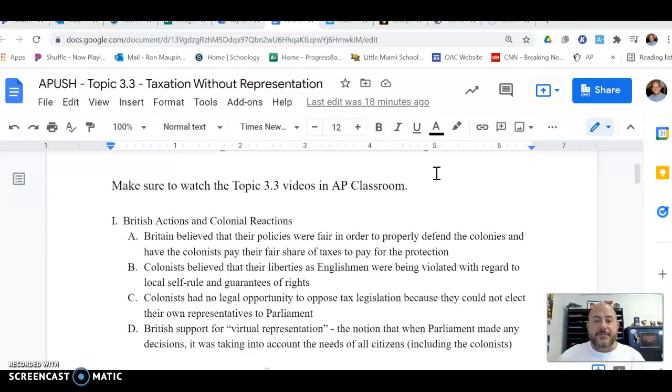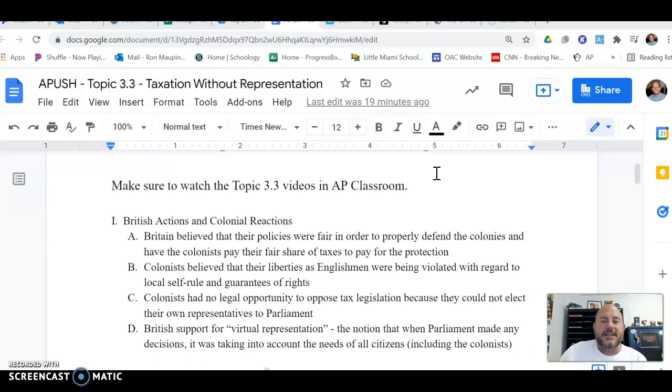Among those is that basically Britain believed that all of these policies that we're going to be getting into were fair. They believed that they were justified and that they were needed. Remember, this is an empire that had spent a lot of money. A lot of British pounds were spent trying to defend these colonies in North America. And up to this point, the colonists had not paid any taxes in their defense.